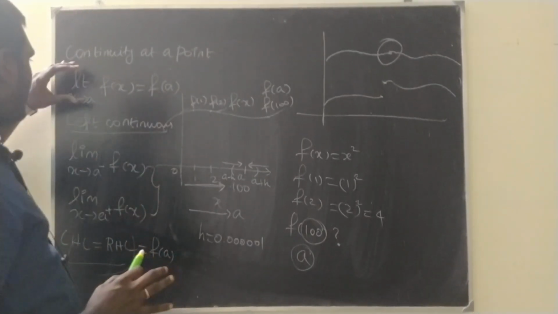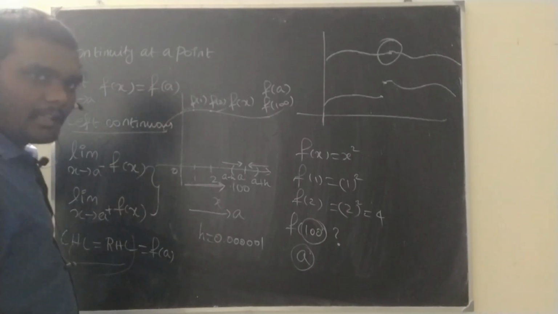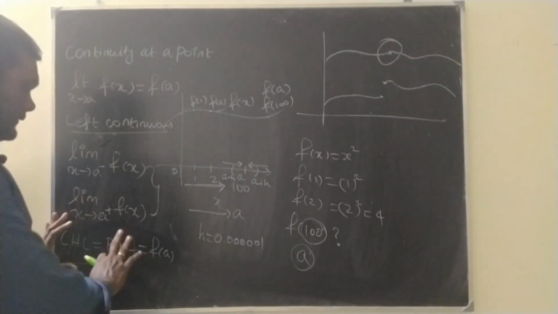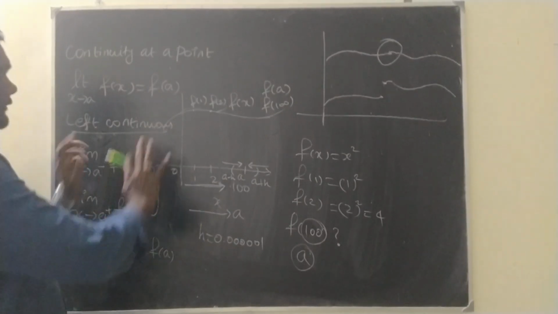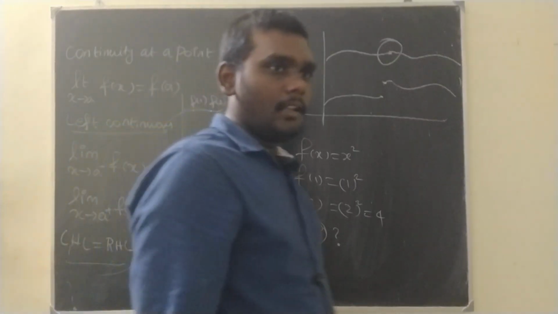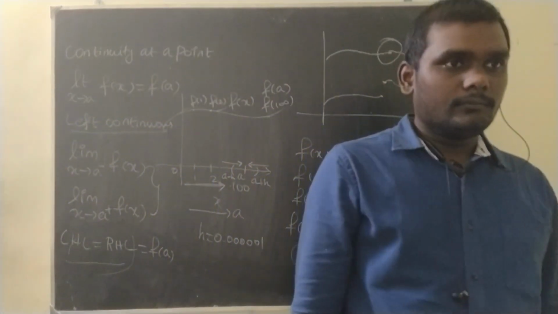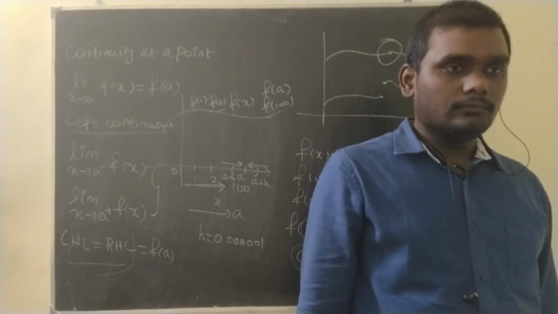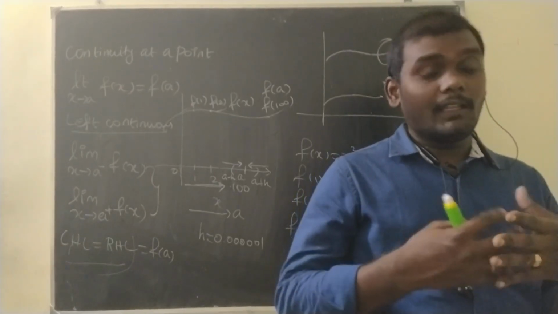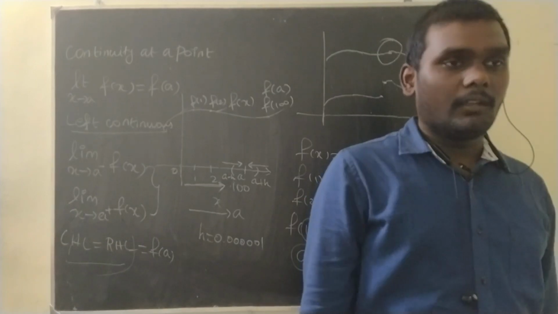In short, if this thing cannot be calculated directly, we'll split this into two. Like this. It should be equal to this. That is how continuity works. Clear? Also, there are types of discontinuity that we'll see after solving several examples. Okay?